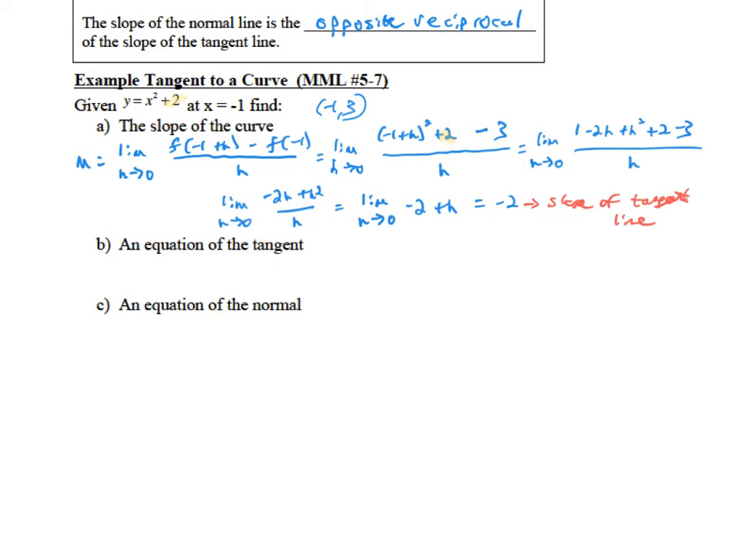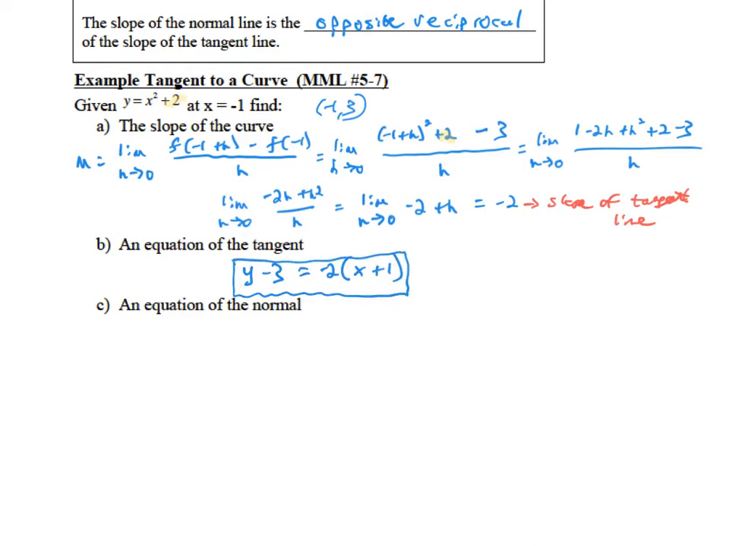And now I'm going to put this into point-slope form. Here's the y1, here's the x1, and here's the m. So y minus 3 is equal to negative 2 times the quantity x minus negative 1, which is x plus 1. I'm going to leave it right there. I'm not going to push my luck any further. I just don't feel like doing any more algebra. You get the idea.